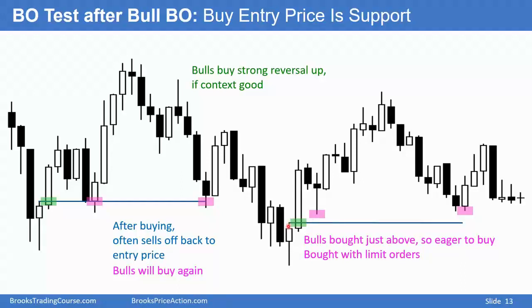Bulls bought above the entry price. They were so eager to buy, many bulls started placing limit orders just above that price, just in case it does not fall all the way down to the signal bar high. It's a sign of eager bulls, and they did it again here. Double bottom, higher low. Although it did not go up very far, the bulls did buy again above the original signal bar high.